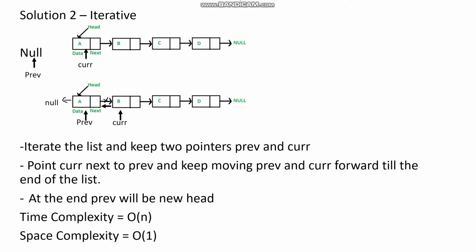Using the iterative method, we keep two pointers, previous and current. Initially previous will be pointing to null and current will be pointing to head, and then we keep moving both pointers, previous and current, one step forward. So next our previous will be pointing to the head and current will move one step forward, and in the next step again previous will move one step forward, current will move one step forward, till we reach the end of the linked list.